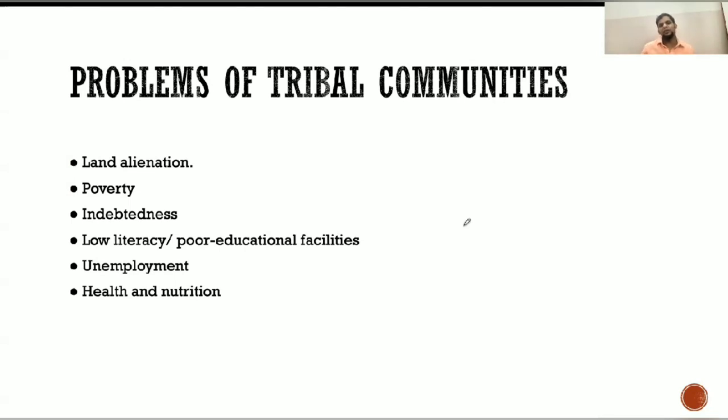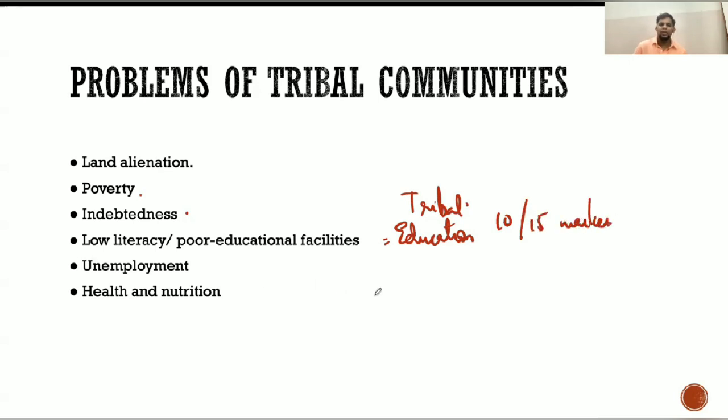The second portion that we are going to talk about is essentially the problems of tribal communities, right? In terms of problems of tribal communities, the syllabus itself gives us many different aspects. The first aspect that we're going to talk about is land alienation, poverty, indebtedness, literacy. So this is your education. Now, tribal education, especially tribal literacy, is an important 10 marker or 15 marker.